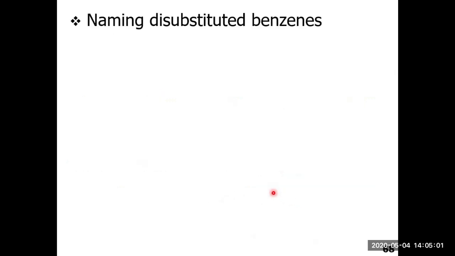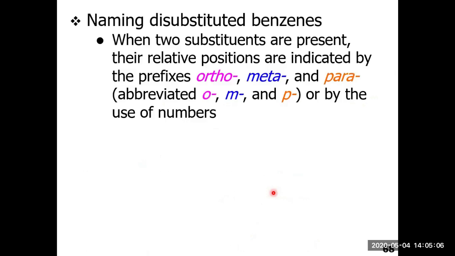We can also name some disubstituted benzenes, and for this type, we have to know the relative positions of the substituents with each other. We have the prefixes ortho, meta, and para, abbreviated as O, M, and P, to denote the relative positions of the substituents with respect to the benzene ring. The prefix ortho signifies a 1,2 disubstituted benzene ring. A meta signifies 1,3 disubstituted benzene ring. And a para signifies 1,4 disubstitution.